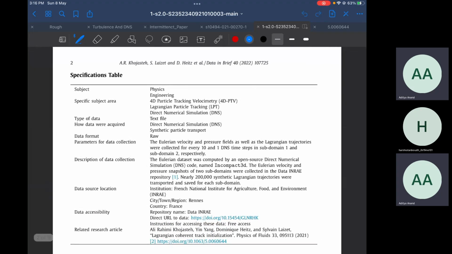So they say that there is a new data set available, this one, and the data set has the Eulerian and Lagrangian data for simulations behind a smooth cylinder.